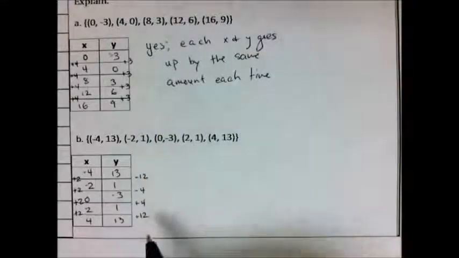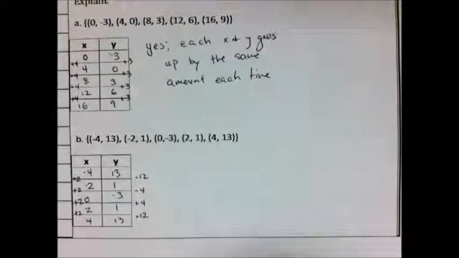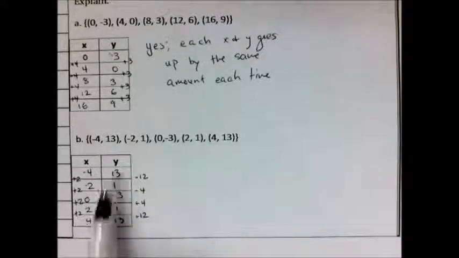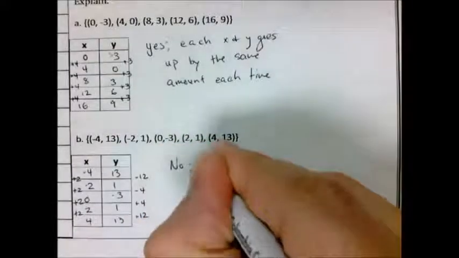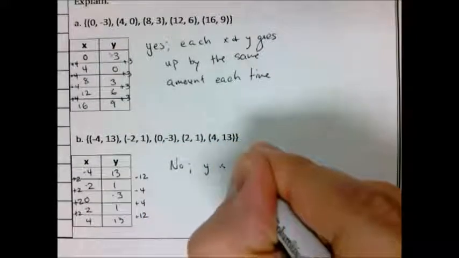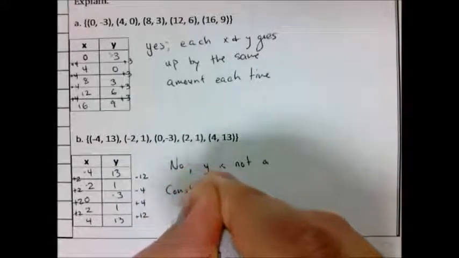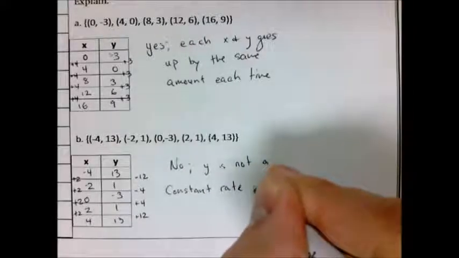We can see by this, because it is not the same, that this is not going to be a linear function. So it is a function, every x is different and it corresponds with a different y. However, it is not a linear function, okay? No, because y is not a constant rate of change. And that means that it cannot be a linear function.